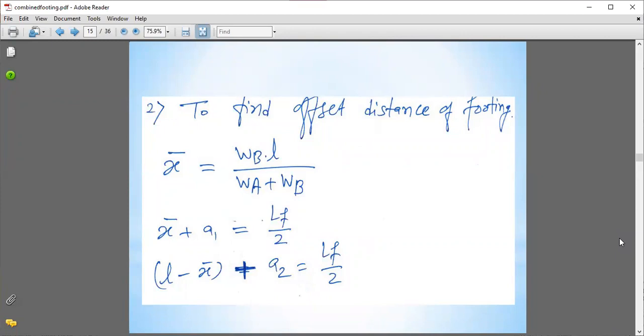So write down this, step number 2. At the time of the examples, we'll see what this x bar and A1 are. WB into L upon WA plus WB.